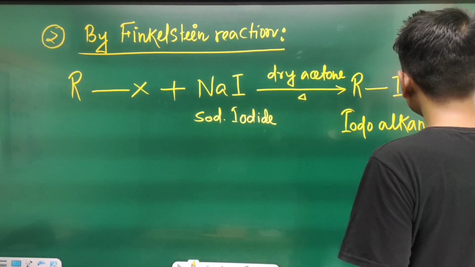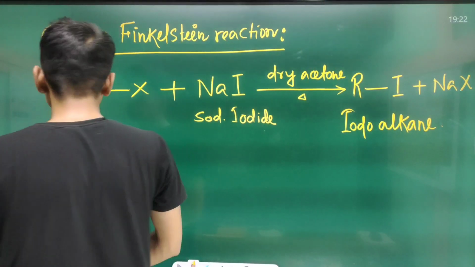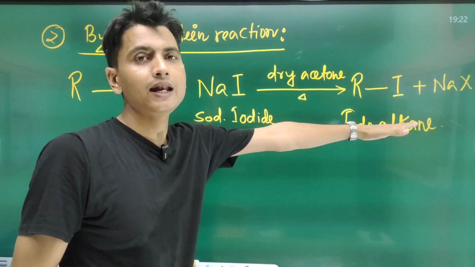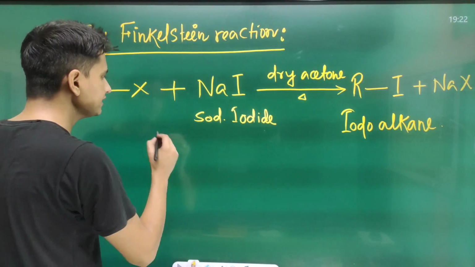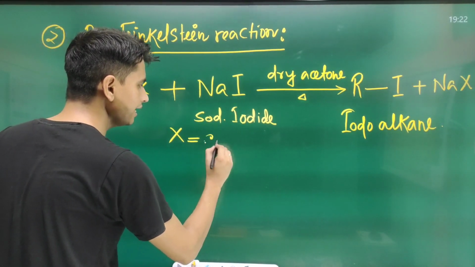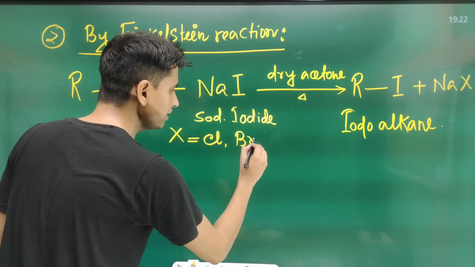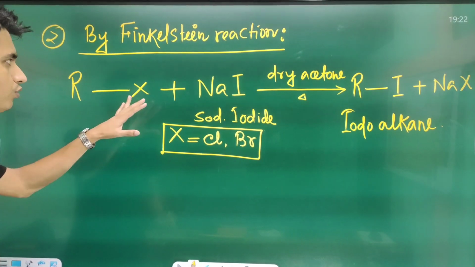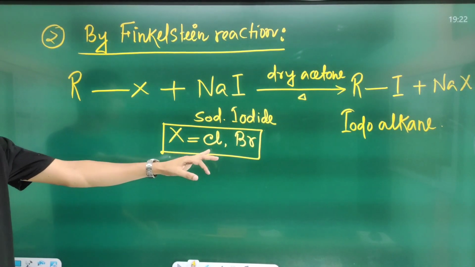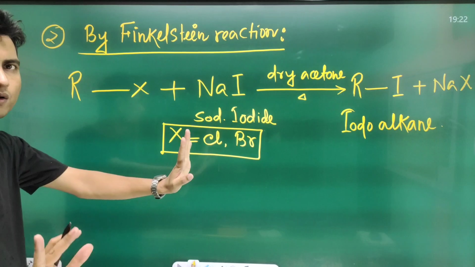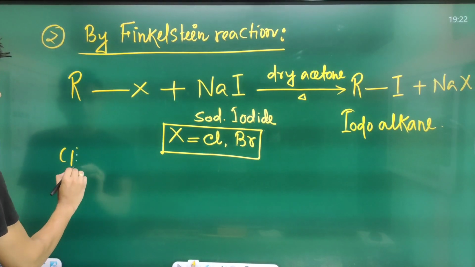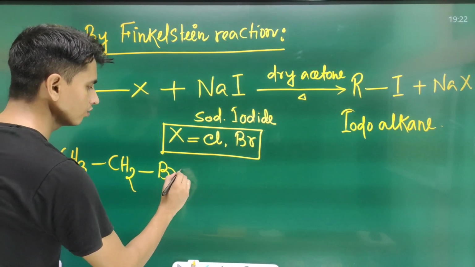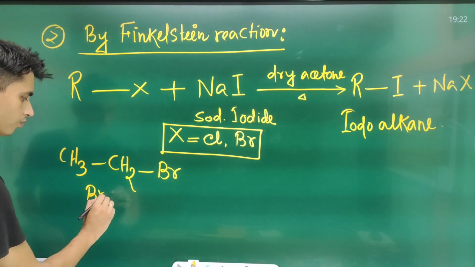That means Finkelstein tries to prepare iodoalkane type compounds. Here X is a limitation, that is Cl and Br, either Cl or Br. You can put the value of X, in this case Cl and Br only. Suppose example is CH3, CH2, Br, bromoethane. This is bromoethane.